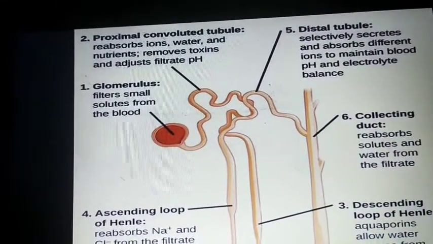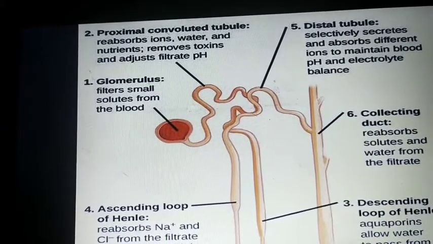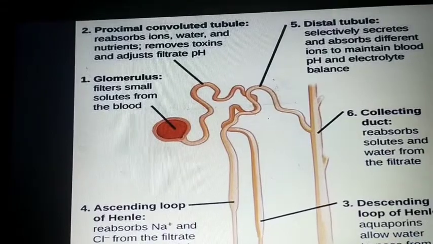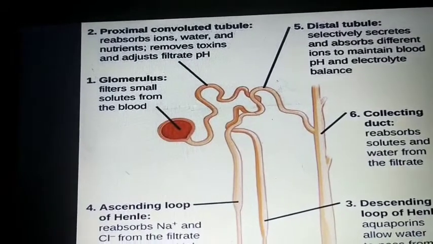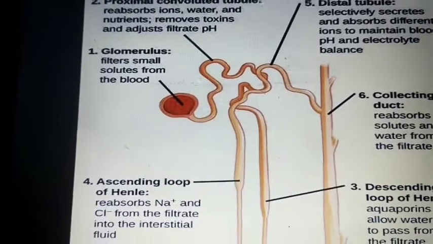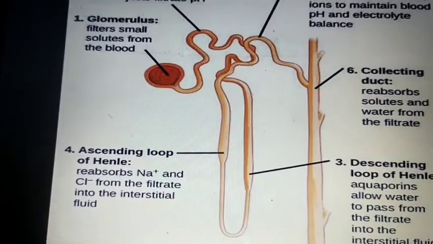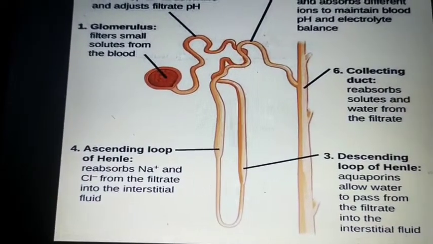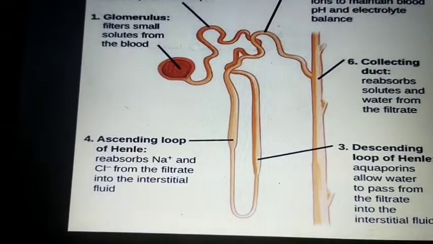Water and nutrients, remove toxics, and adjust the pH level of the urine, or of the blood. The third one is the loop of Henle. In that there are two types of loops: one is the ascending loop, another one is the descending loop.